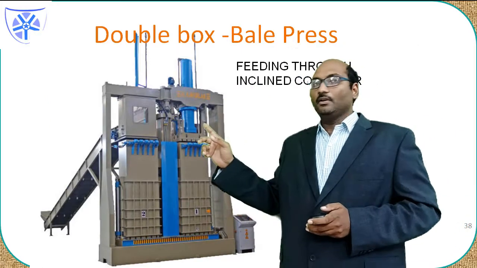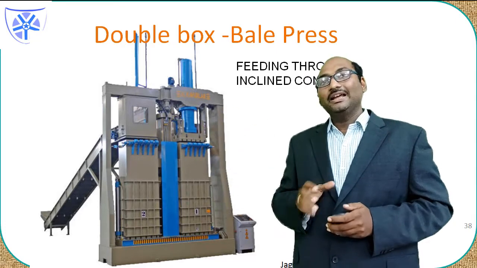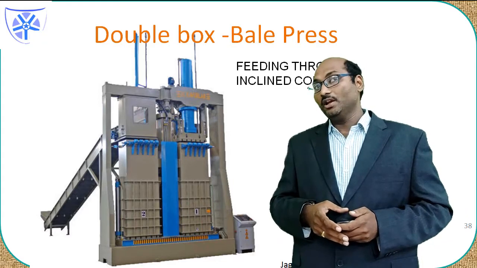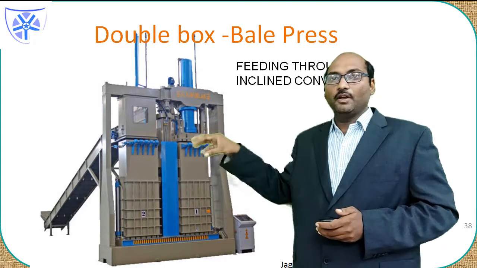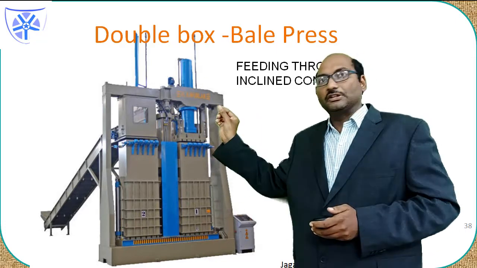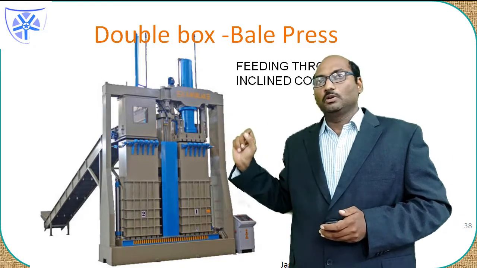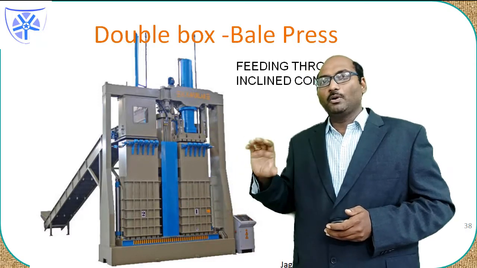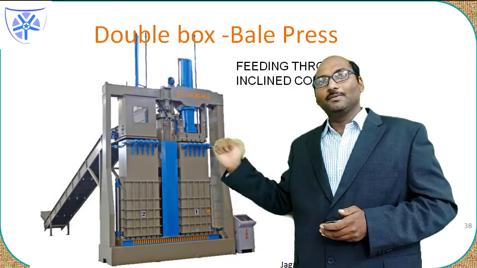So, if you see in this photograph, here the cotton will be conveyed through an inclined conveyor. It will fill the cotton in the first box. If you see, the piston size is very small in the first one, which is numbered as 2. It will keep on pushing, so some amount of compression will be applied. Then box 2 will come to position 1, and 1 will come to 2.